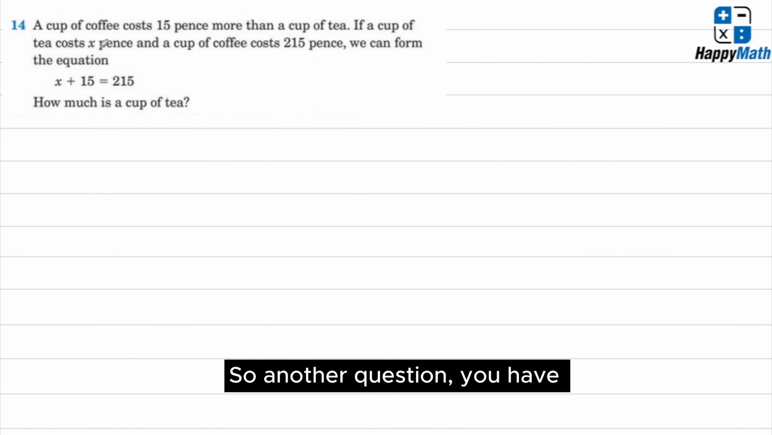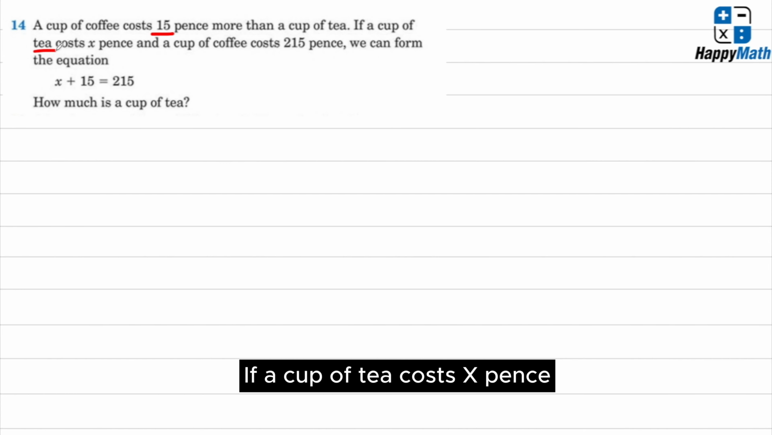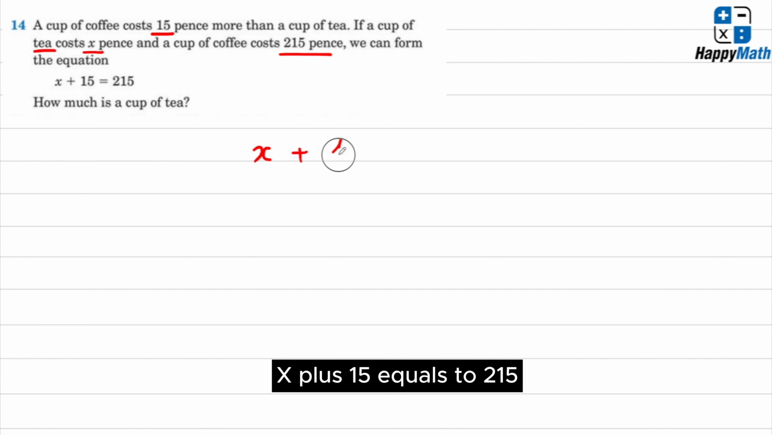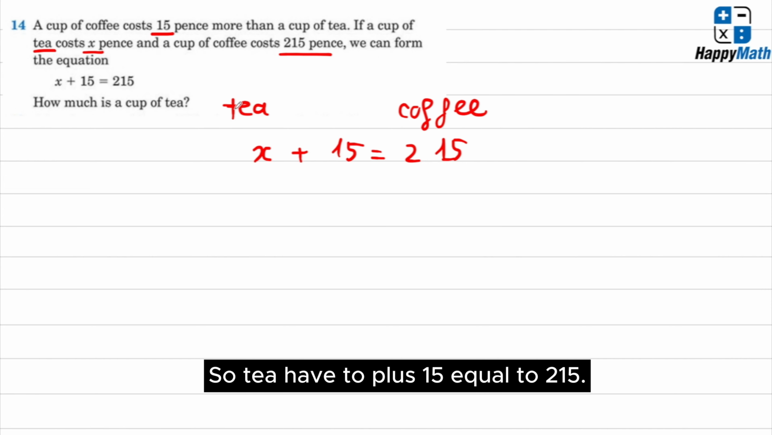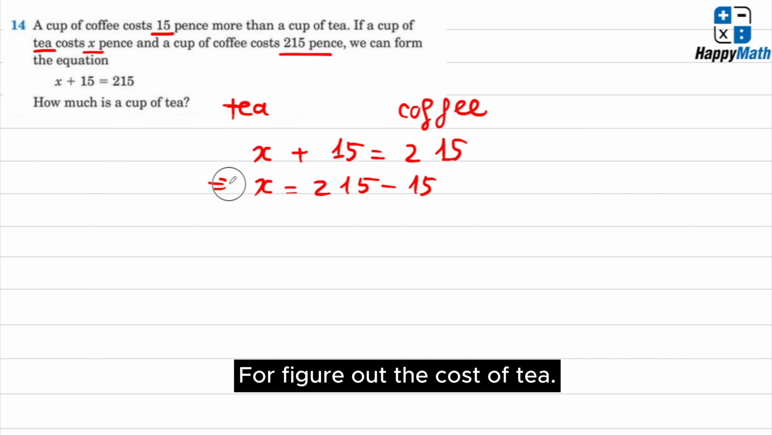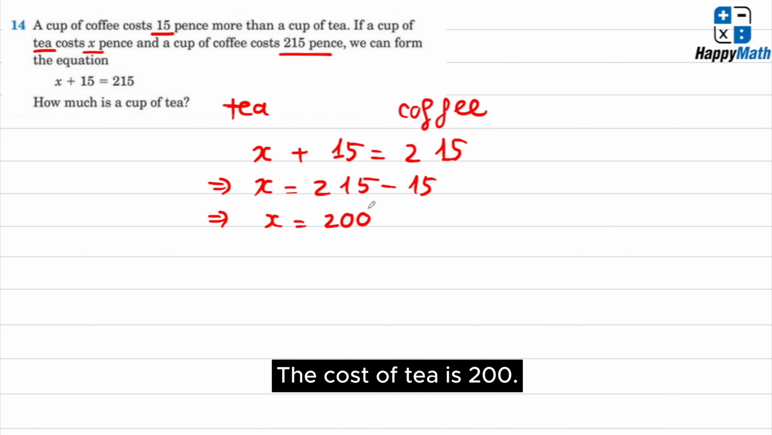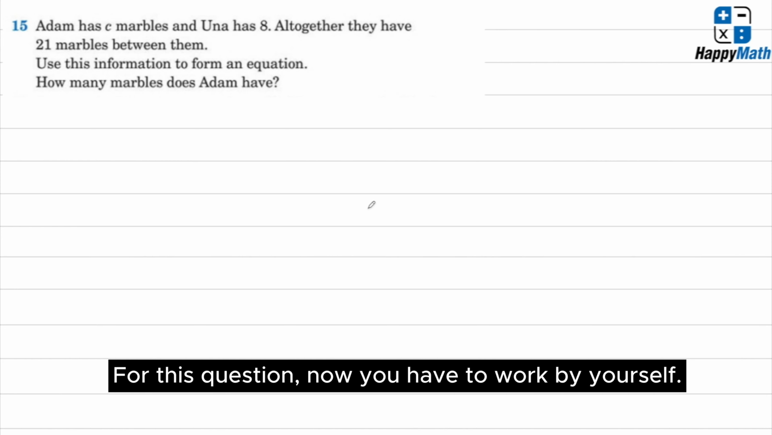Okay, another question: a cup of coffee costs 15 pence more than a cup of tea. If a cup of tea costs some amount and a cup of coffee costs 215, you can form the equation like this: tea plus 15 equals 215. This is the cost of coffee, and this one is a cup of tea. So that's why you get this operation to figure out the cost of tea. The cost of tea is 200.